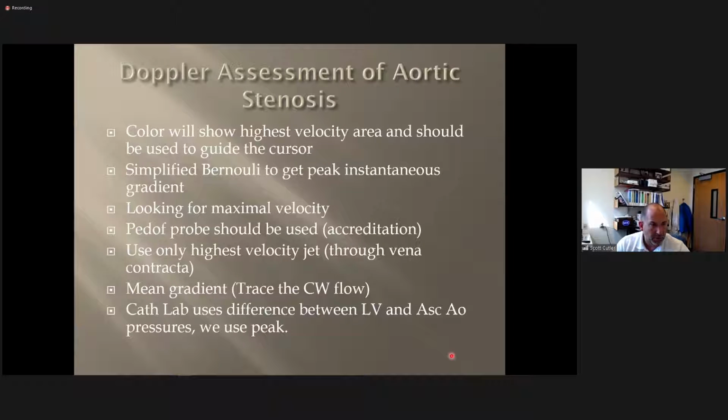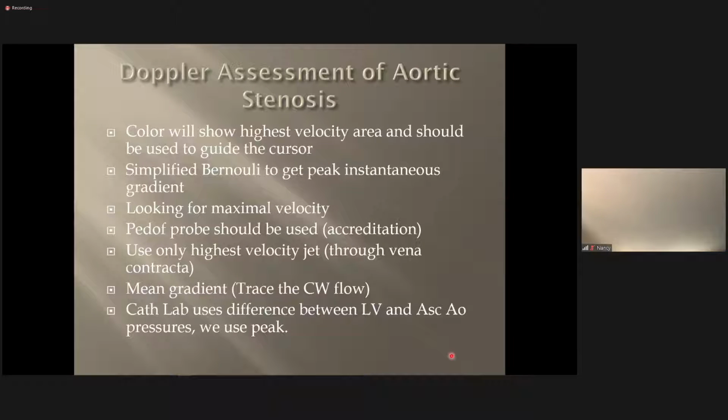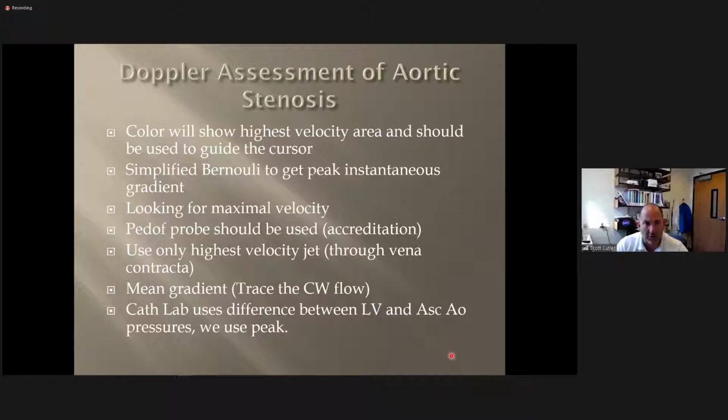All right, so Doppler assessment. So we do color flow. So you're always going to want to show color flow. Again, as a valve becomes stenotic, you can see the flow confluence starting to come together, and it's going to start to alias more. So always use that to guide your cursor. Simplified Bernoulli equation gets our peak instantaneous gradient. We're looking for maximal velocity, regardless of how we do it.